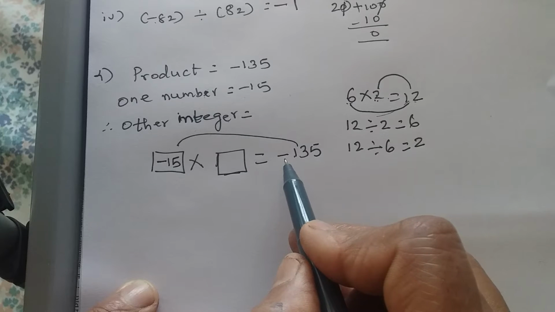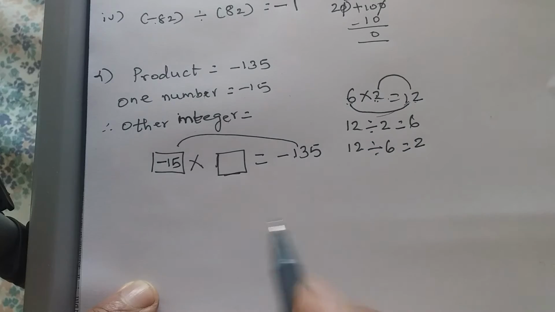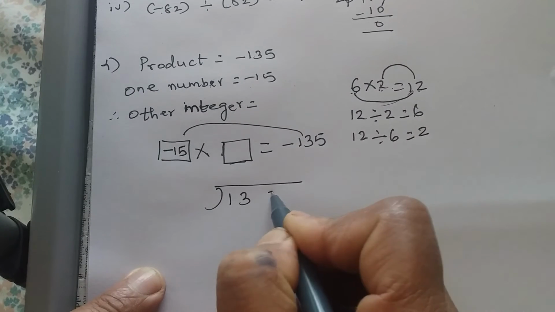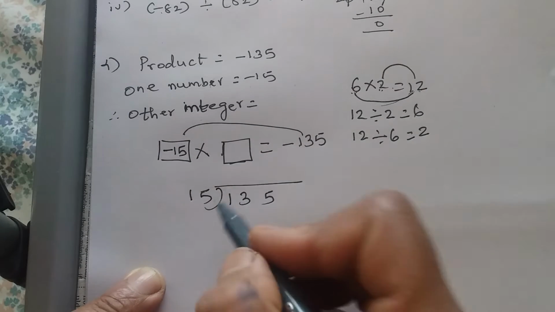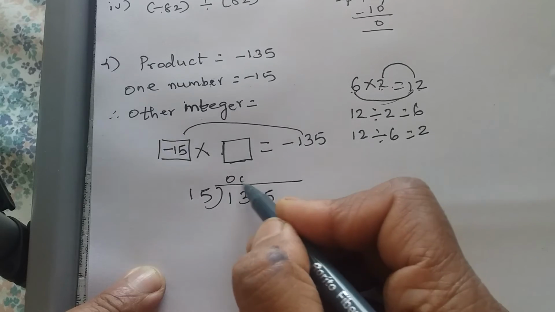First divide the signs. Minus divided by minus. If you divide the same signs, the answer is plus. Okay, we have divided the signs. Now we'll divide the numbers. 135 divided by 15. So first take 1, which is less than 15, we cannot divide. Take 13, which is also less than 15, we cannot divide.